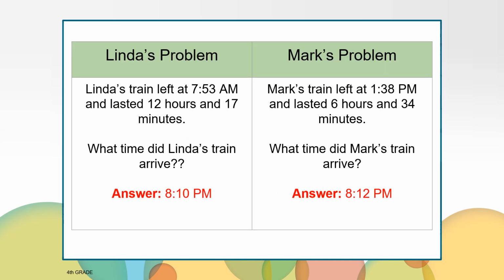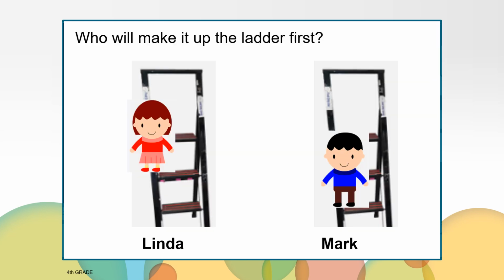In this round, the person who will arrive at the train station first will get to move up the ladder. Who will arrive first? Linda will arrive 2 minutes before Mark. That means that Linda is now in the lead.